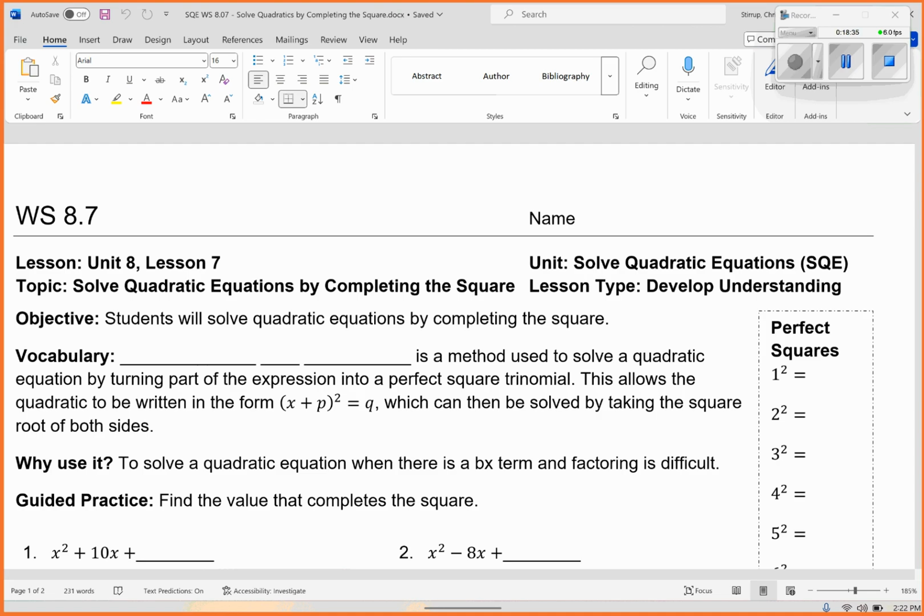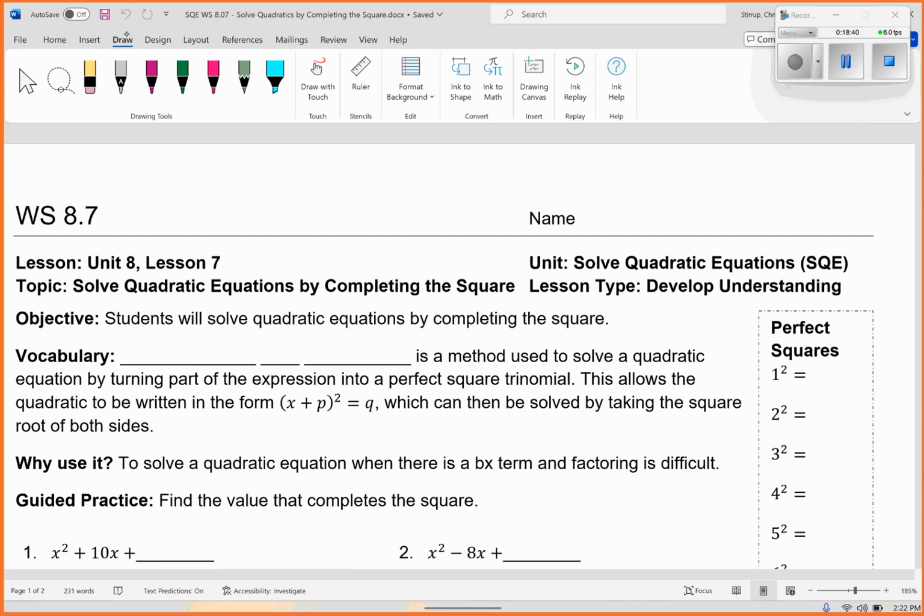So, vocabulary. This is now on your sheet, agree? Complete the square is a method used to solve a quadratic equation by turning part of the expression into a perfect squared trinomial. This allows the quadratic to be written as x plus p quantity squared equals q, which then can be solved by taking the square root of both sides. All right.